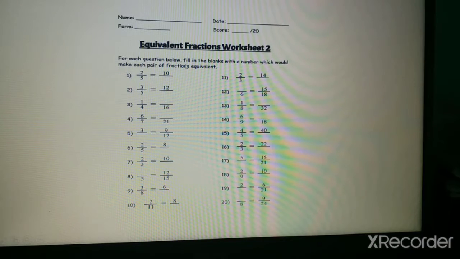for each question below, fill in the blanks with a number which would make each pair of fractions equivalent. Look for the equivalent fraction of the given fraction. For example, in number 1, we have 2 over 5. The numerator is already given, so you just look for the denominator. And this one is the equivalent fraction of 2 over 5. In number 12, where the numerator is missing, that is what you're going to look for. Okay?